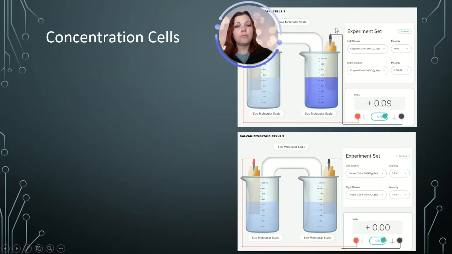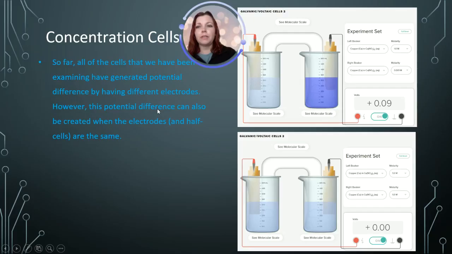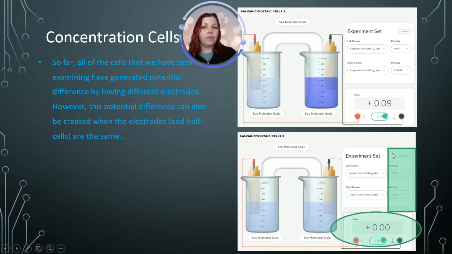favors the reactants. Okay, so let's talk a little bit more about concentration cells. And you can see we're going to look at these images a couple of times. This is from a fantastic simulation from the American Association of Chemistry Teachers. So far all the cells that we've been examining have generated potential difference by having different electrodes. However, this potential difference can also be created when the electrodes and half cells are the same. So you can see here, if you have the same solution and half cell in both, you have the same reaction in both half cells and the same molarity, then the Ecell is 0 because you have no driving force. Everything is the same. We're at equilibrium here.